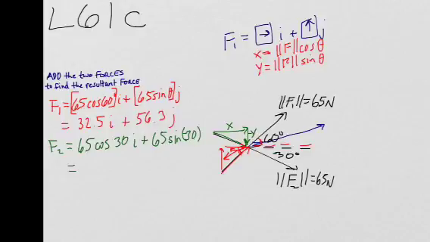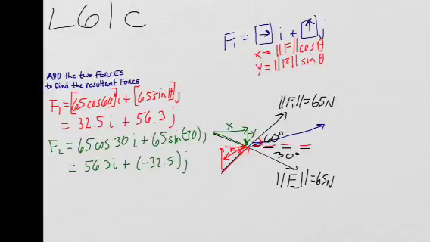Okay, so typing this in my calculator, I just did 65 times the cosine of 30. I say equals, and I get 56.29, which is 56.3, I'll say. I forgot to put my J in there. Okay, and then 65 times the sine of negative 30 is negative 32.5 J.